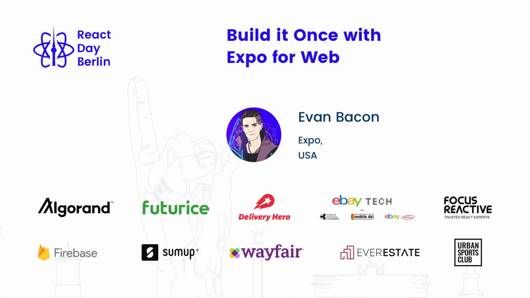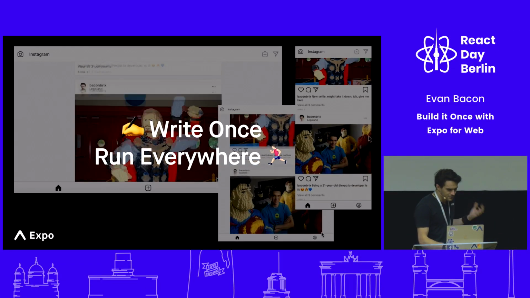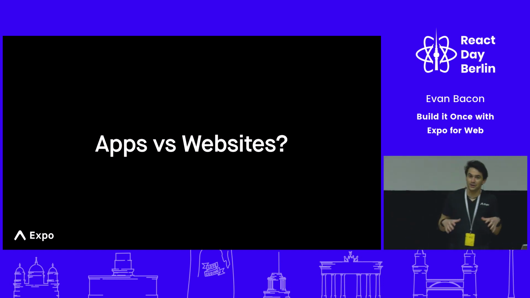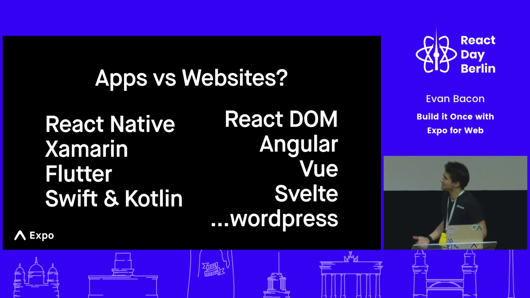I'm Evan, and today we're going to be talking about something really exciting, and that is building universal applications. That is an app that you write once and you can run everywhere. So this project, this talk, just like any great project, starts with the question of, do you build an app or a website? And the reason you need to choose is because the stack is totally different.